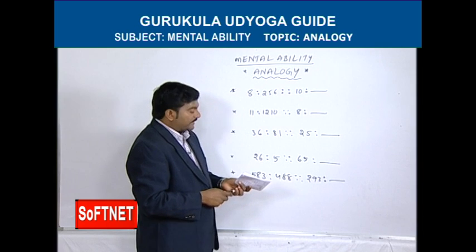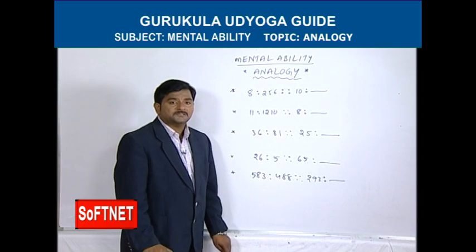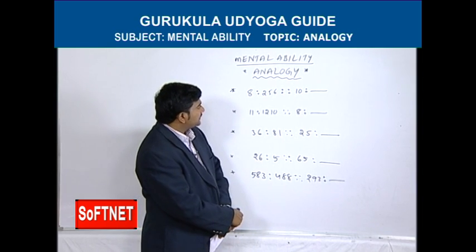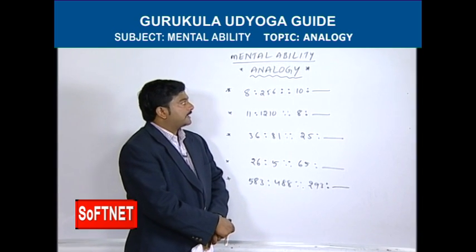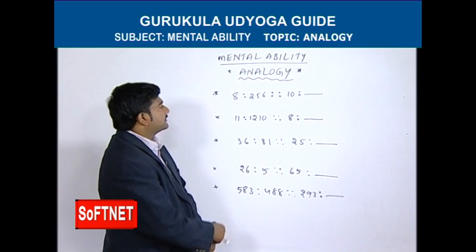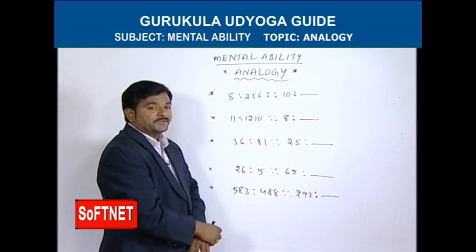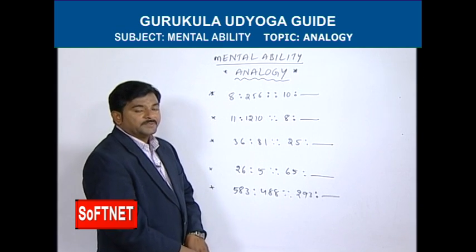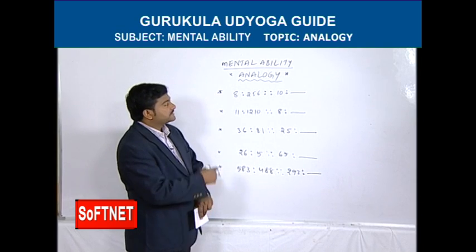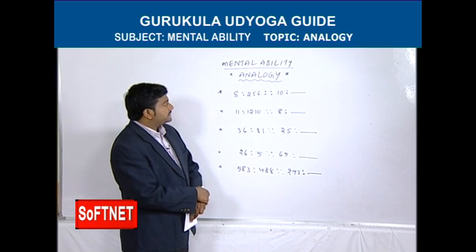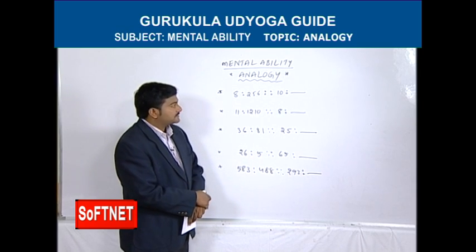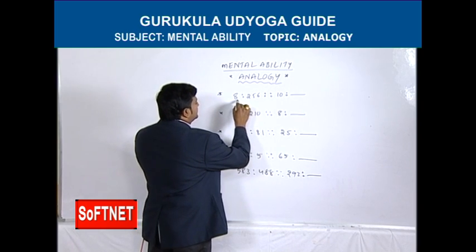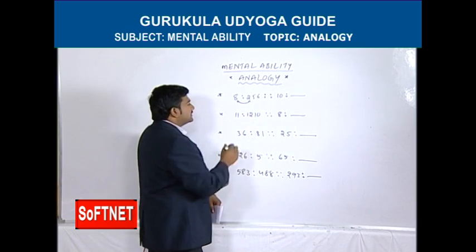Now these are the 5 questions, or else 5 different models we can say. Now let us start by discussing one by one. Now we will discuss the first model. 8 is to 256 as 10 is to dash is given. So now we have to identify the relation between 8 and 256. What is the relation there?